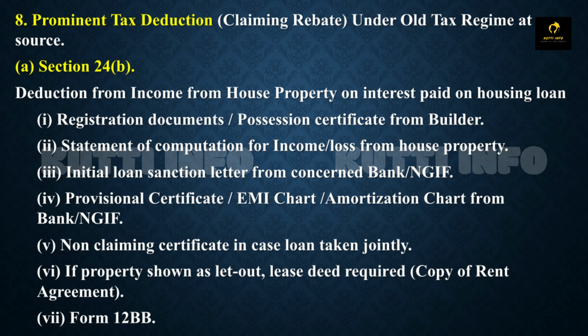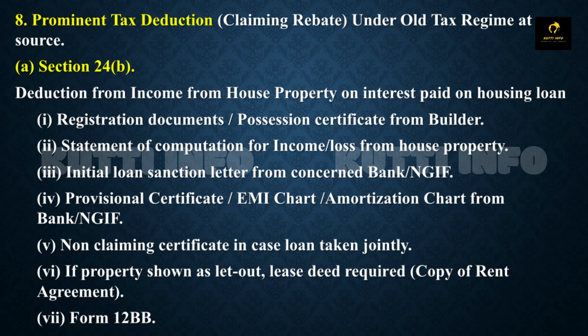Prominent tax deductions claiming rebate under the old tax regime at source. Section 24(b): deduction from income from house property on interest paid on housing loan. Registration documents, possession certificate from builder. Statement of computation for income or loss from house property.